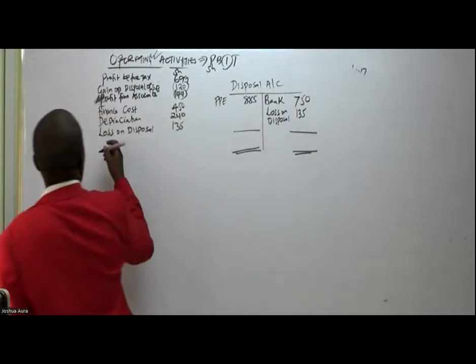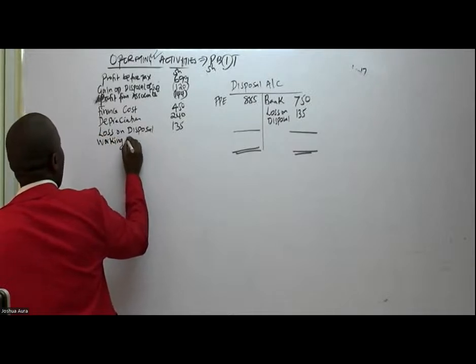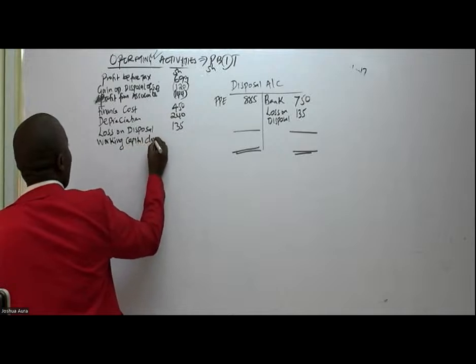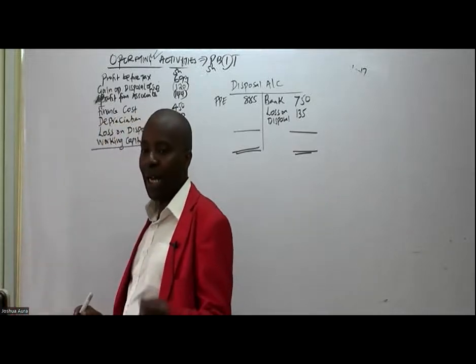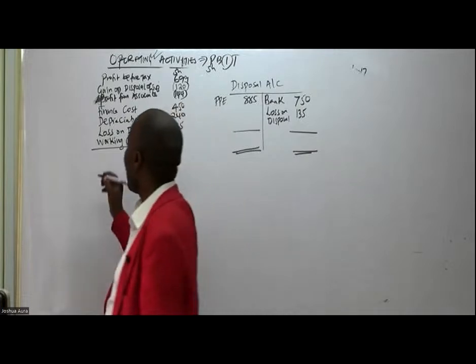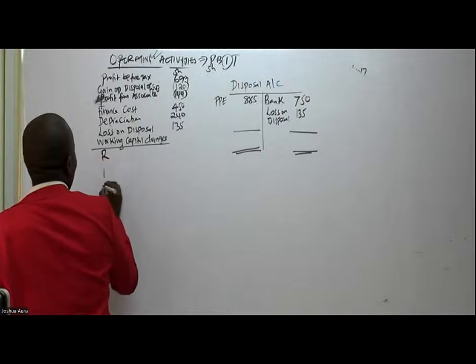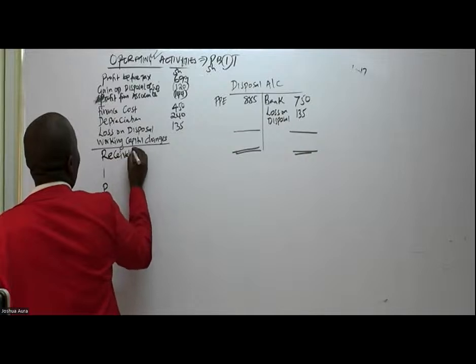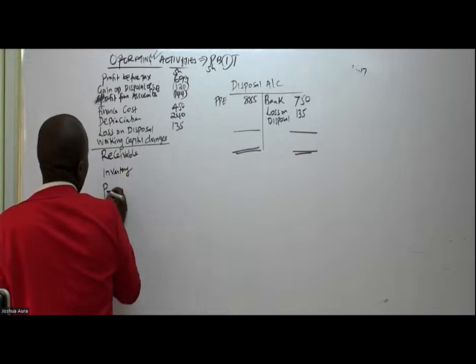So then come and give us, in this case here, the working capital changes. When we talk of working capital, we're looking at current assets and current liabilities. Specifically, we are looking at the inventory, the receivables, and then the payables. Those three things.